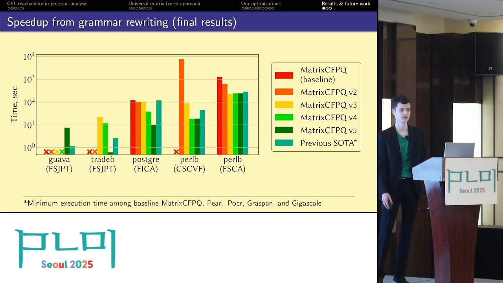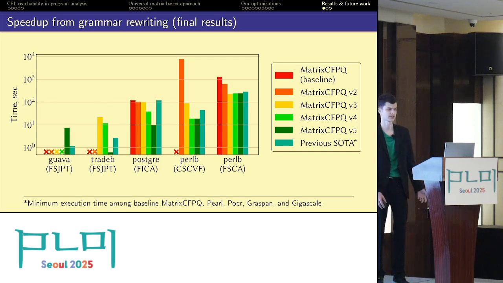Here, our final version of MatrixCFPQ is shown in dark green. We can see that it is much faster than the baseline, and that it is also faster than the previous state-of-the-art across different static analyses. Of course, there are some exceptions. For example, in the leftmost case, the fastest solver is actually Gigascale, and that's because for this particular analysis, there exists a specialized data structure that Gigascale uses.